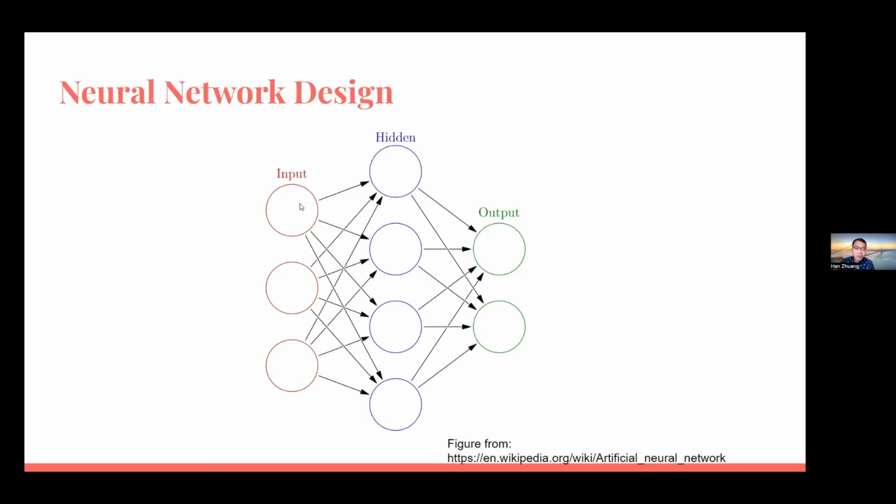Basically, we have some input, which is the data, and then we have hidden layers of neural networks, and then we make predictions.